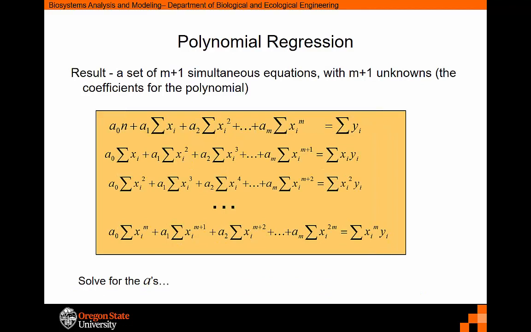The solution is slightly more complicated than in the case of simple linear regression, but a direct solution is still possible. Because this is a system of m+1 linear equations with m+1 unknowns, it is easily solved with a technique like Gaussian elimination to get the best fit parameter values.